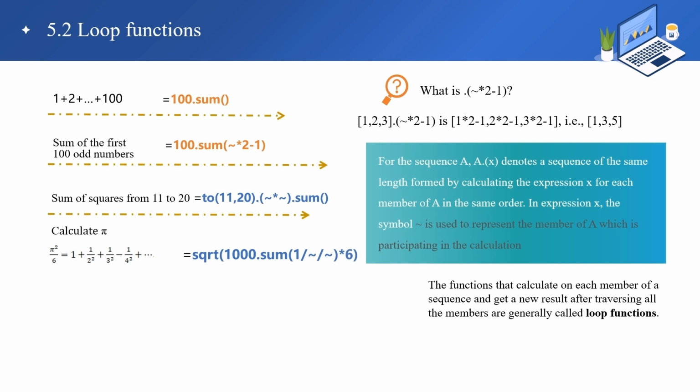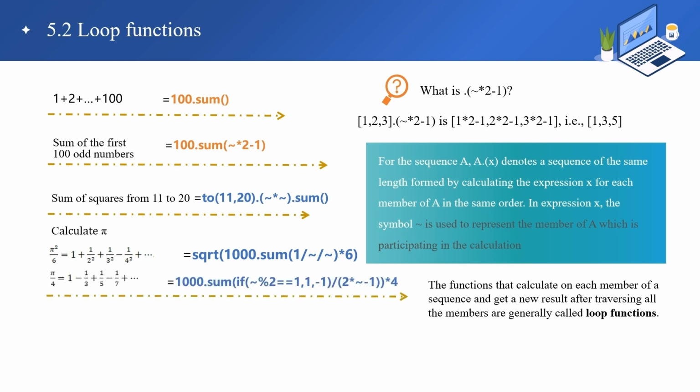Euler found a formula related to pi like this. We use it to calculate pi in reverse with just one expression. The accuracy of the first 1000 items is enough. There are many formulas related to pi, here is another one. With the help of if function, it is easy to implement. The syntax of loop function is very concise and efficient.